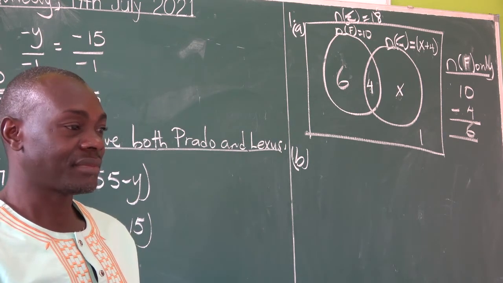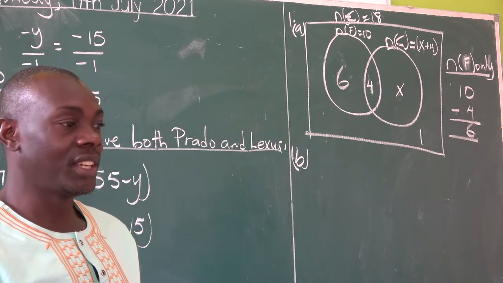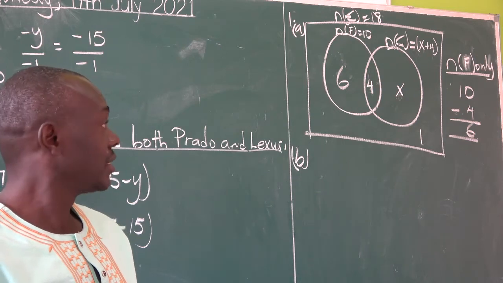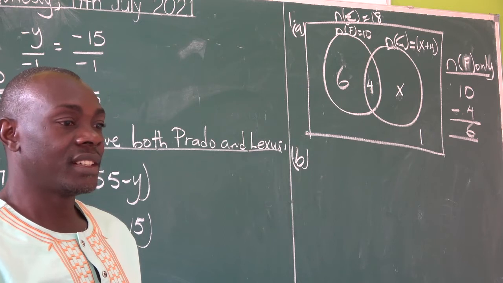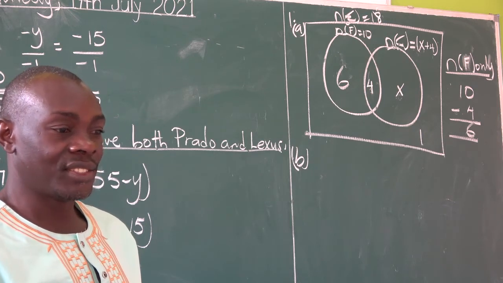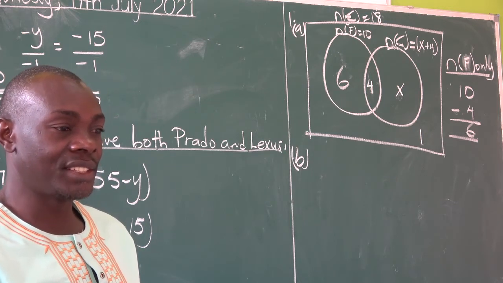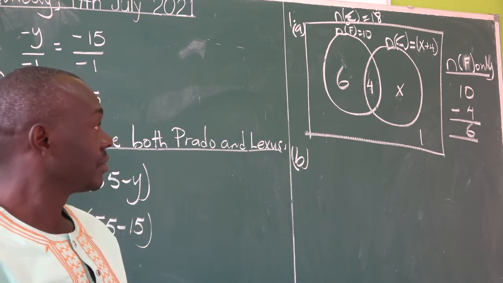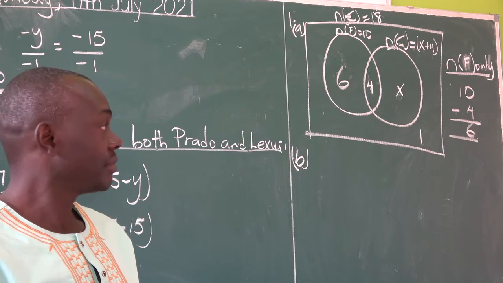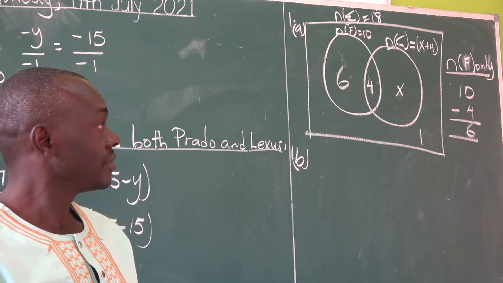Just tell me how to find the value of X. Amon, we said we add. So we add 6 plus 4 plus 1. We say X plus 6 plus 4 plus 1 equals 18.